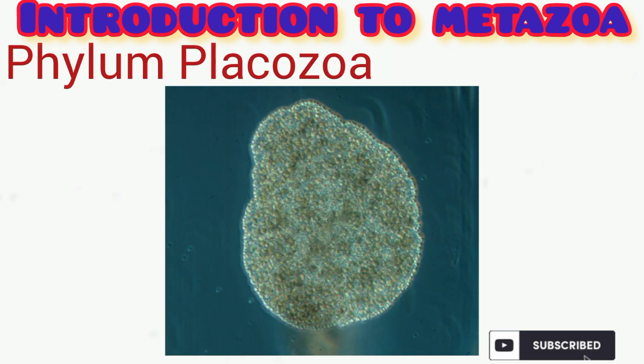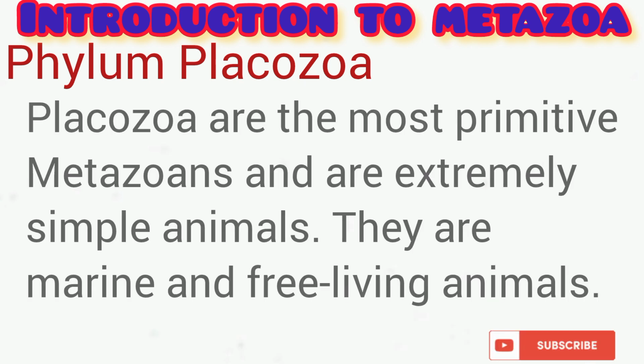Let's talk about the most primitive metazoa, termed the Placozoa. So let's discuss the phylum Placozoa. As I mentioned earlier, Placozoans are the most primitive metazoa, and they are extremely simple animals. They inhabit the marine environment, and they are usually free living.